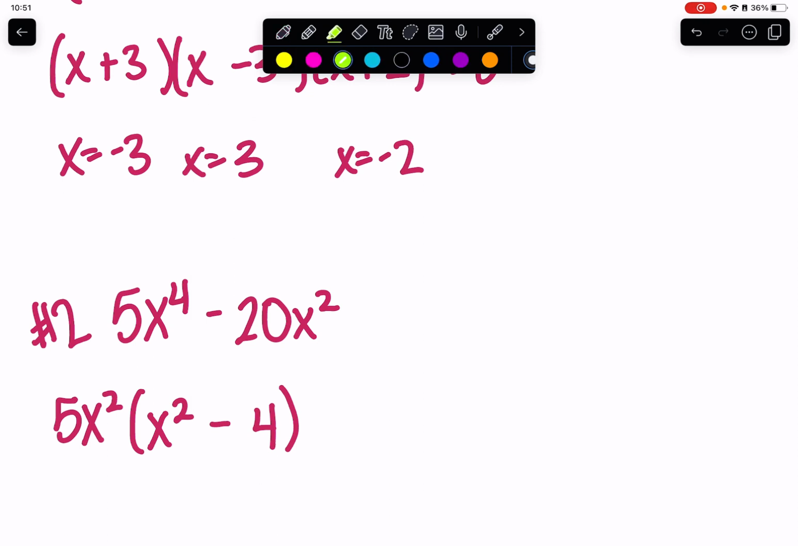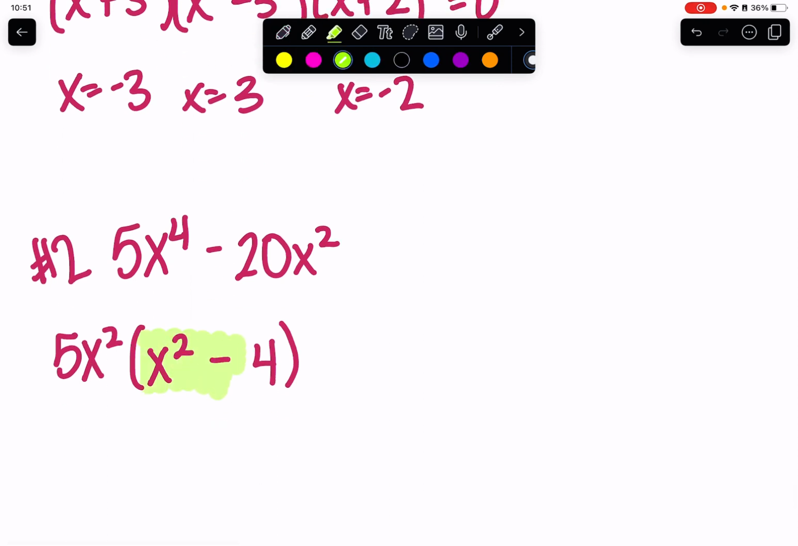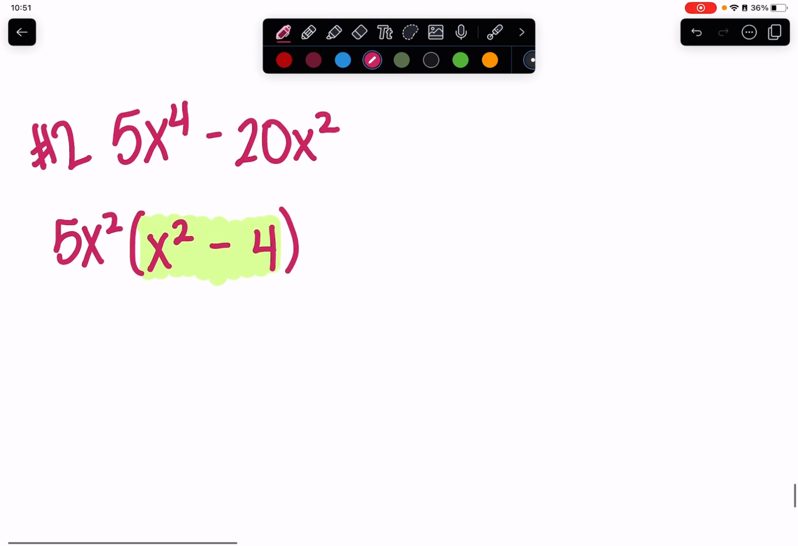Now, what's left in parentheses is another difference of squares, right? X squared minus 4. 1 and 4 are perfect squares. I have the minus in between, so I can keep going there. So we have 5x squared still on the outside.